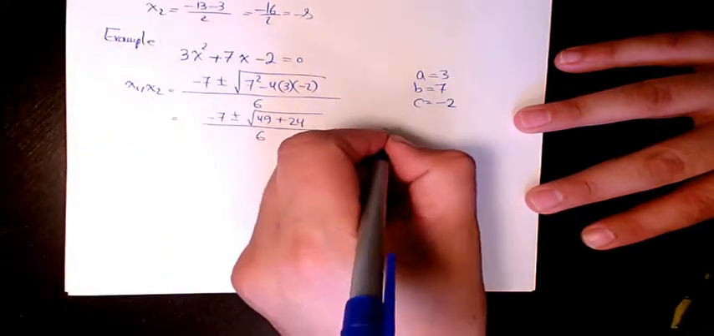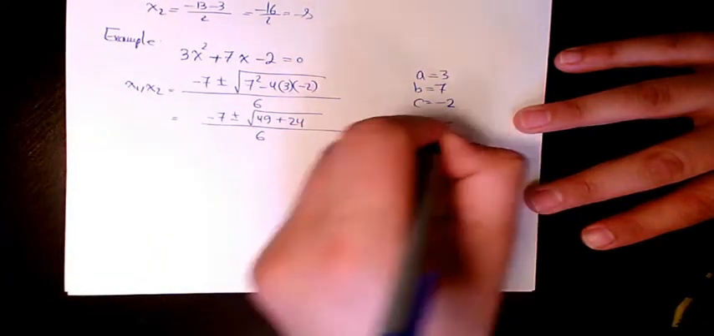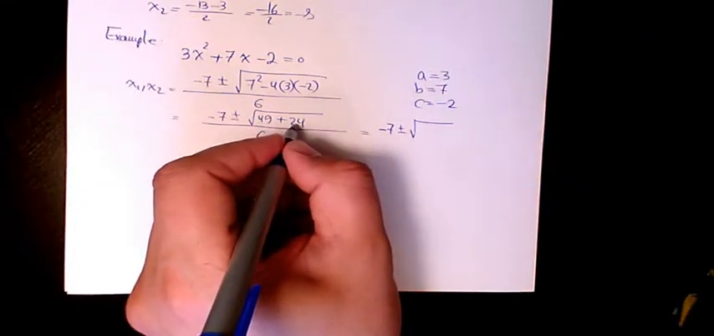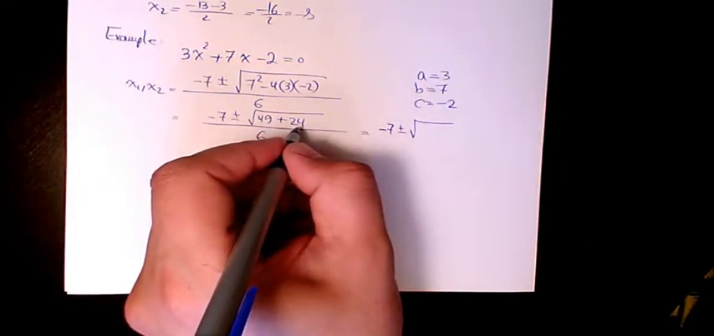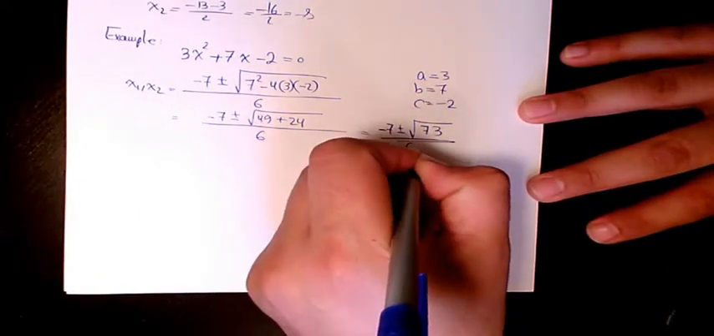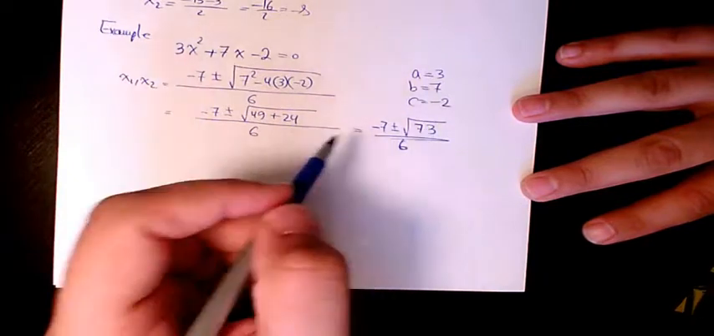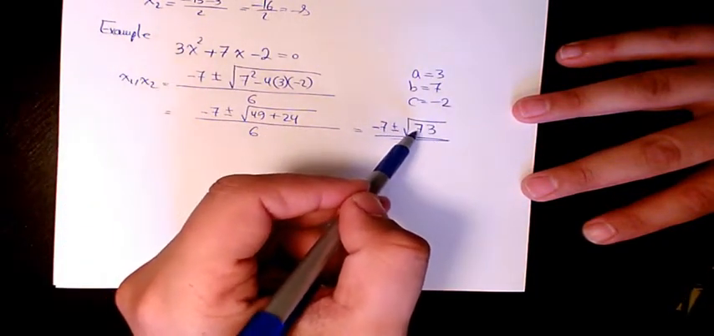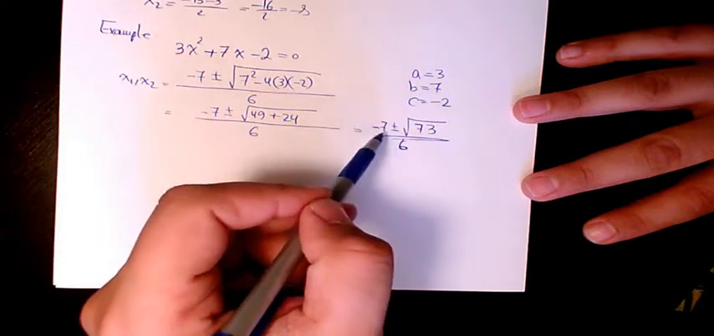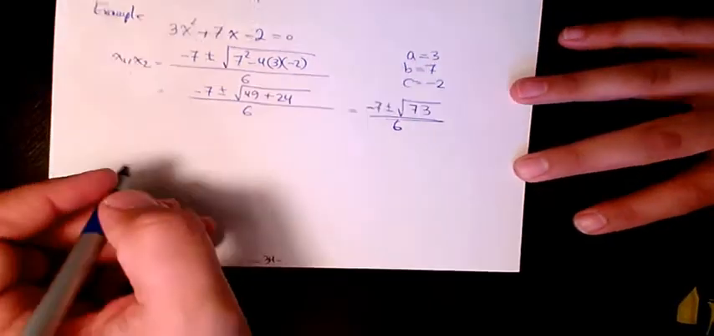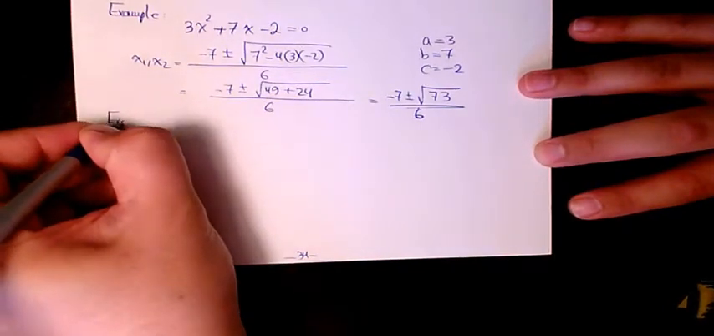So we have negative 7 plus minus the square root of 49 plus 24, which will be 73, divided by 6. So we cannot simplify it more than that. So the answer is going to be negative 7 plus square root of 73 over 6, and the other one is negative 7 minus square root of 73 divided by 6. Next example.